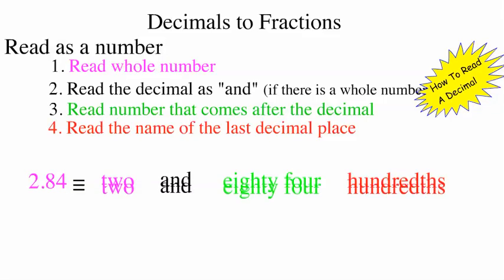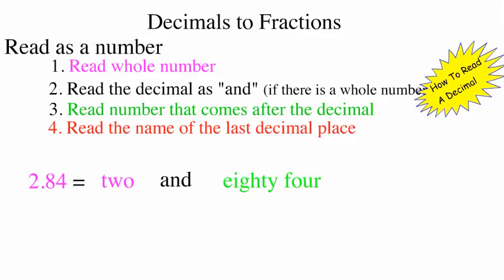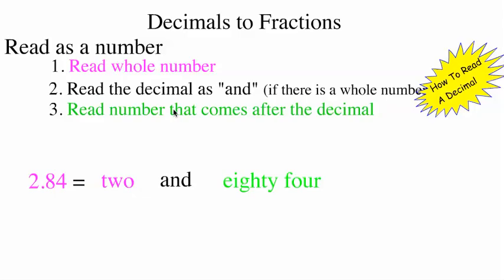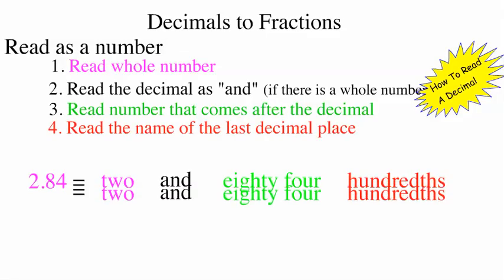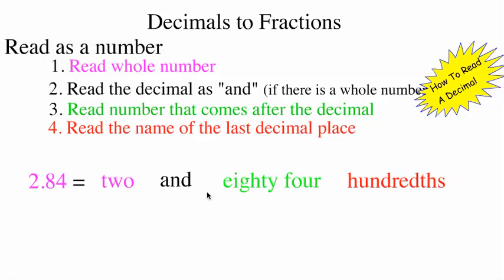Okay, step 3, whoops. Let's go back. Step 3, read the number that comes after the decimal. So 84, so 2 and 84. And then step 4, you read the last decimal place. Okay, so step 4, read the name of the last decimal place, 84 hundredths, so that's step 4. Okay, so 2 and 84 hundredths.